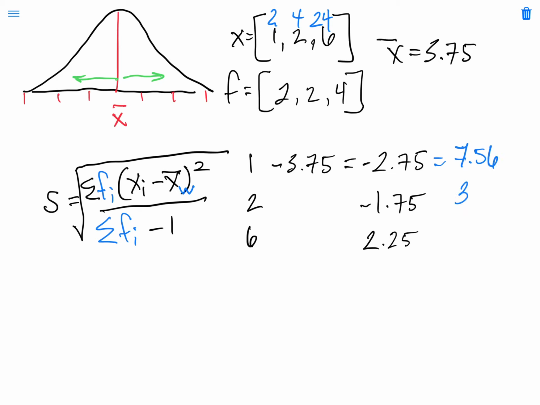Then we square these, which gives us 7.56, 3.06, and 5.06. We've subtracted from the weighted mean and squared it, and now we need to multiply by the weights. So the first gets multiplied by 2, the second by 2, and the third by 4. The answers we get are 15.125, 6.125, and 20.250.